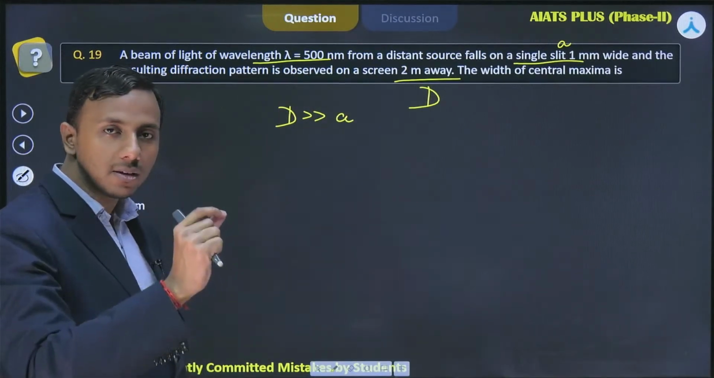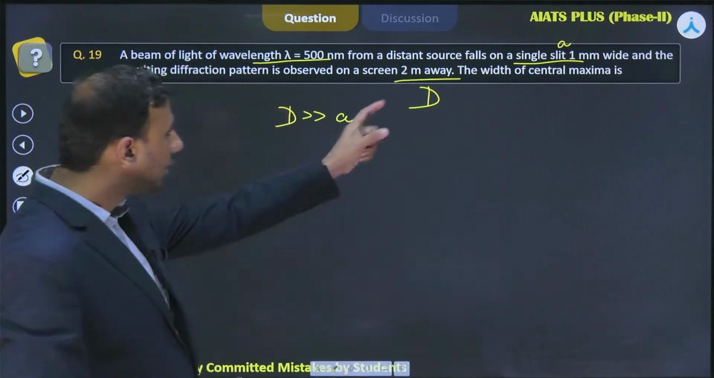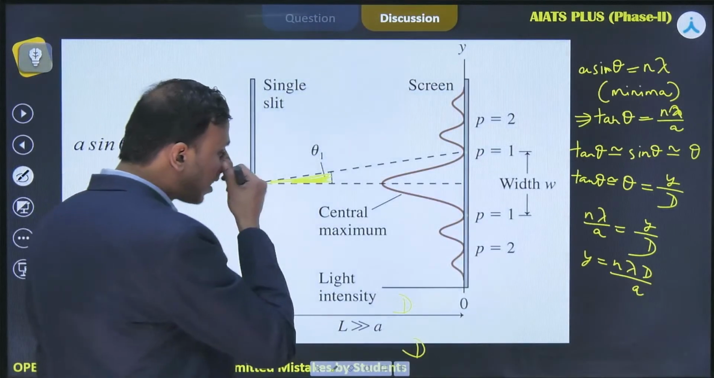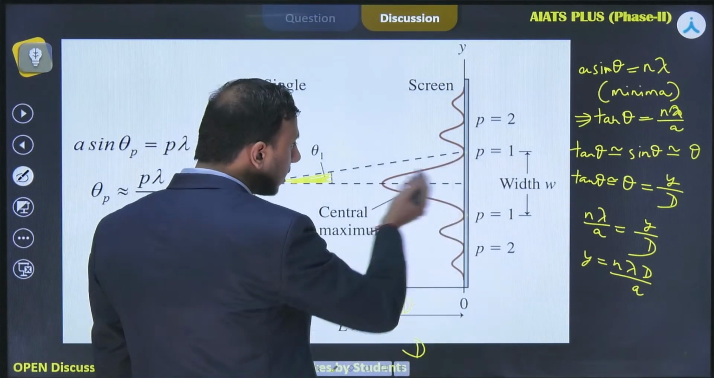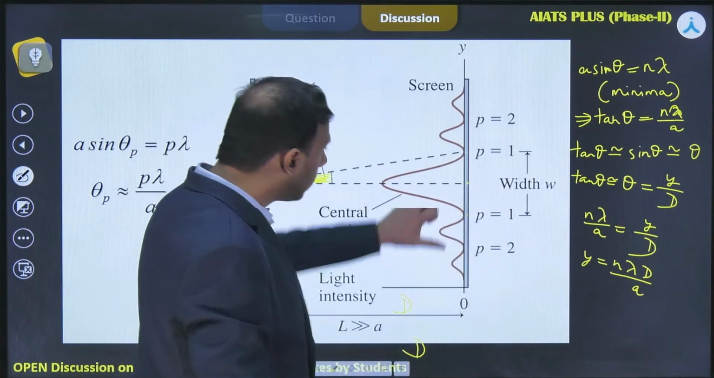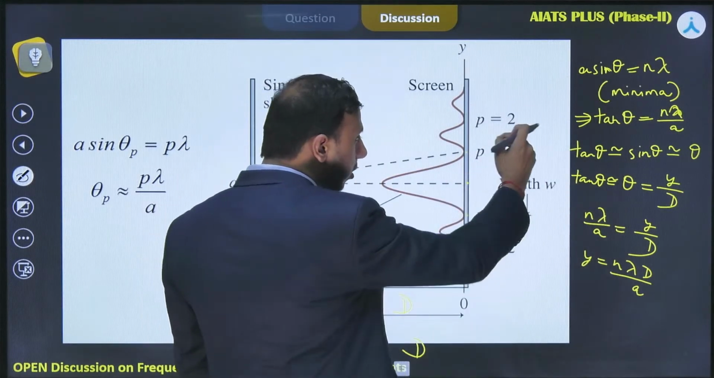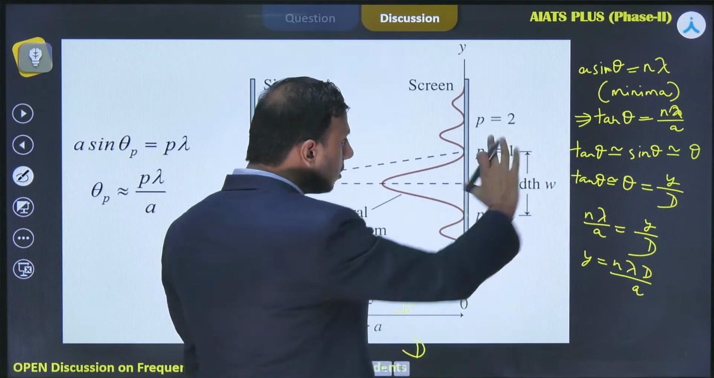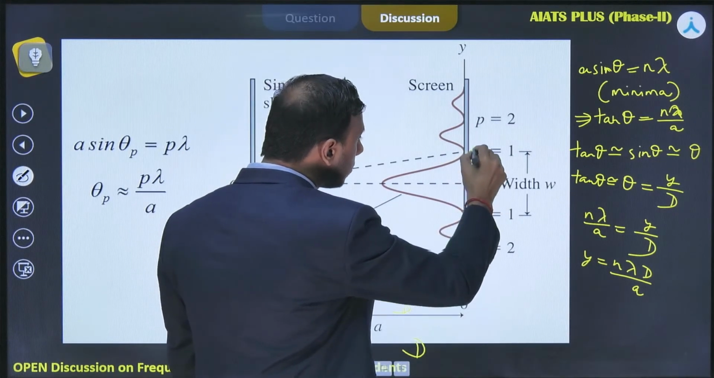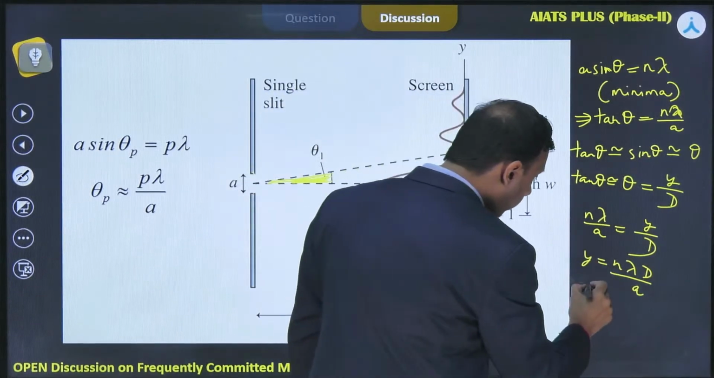So there, in all those cases, tan theta can be approximated as sin theta, approximated as theta. So in all those cases, you can find y also. Y is the distance of first minima from the midpoint, right? The width of central maxima they are asking, right? So width of central maxima, see here, this is your central maxima, isn't it? Width means which distance? This distance, right? Because this was your first minima on this side and on that side. So what will be this distance? This distance was how much? We just found.